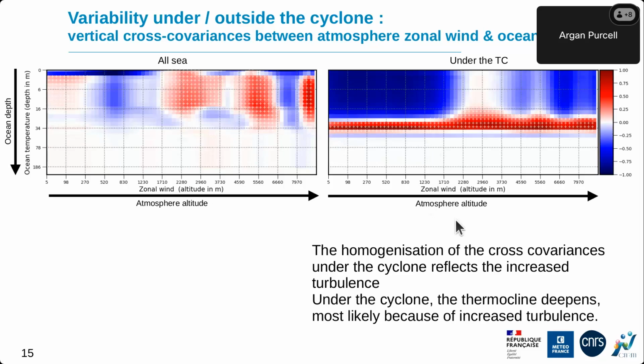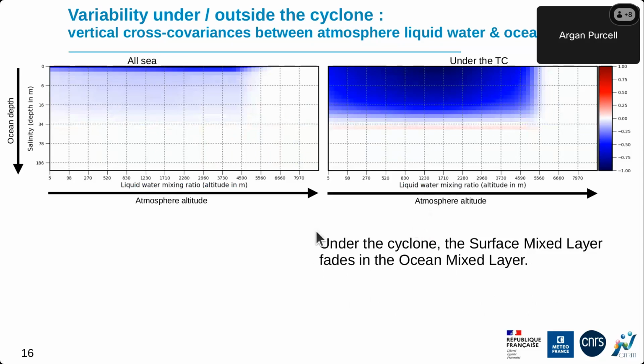Another final interesting result we found was that we can see how the surface mixed layer does fade into the ocean mixed layer, once more due to the increased turbulence under the cyclone.